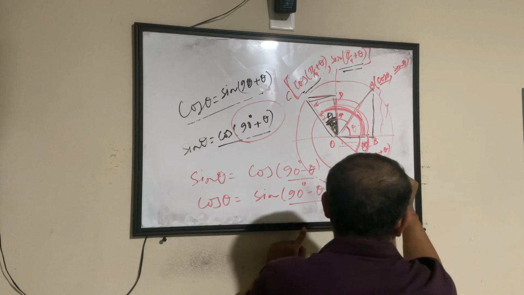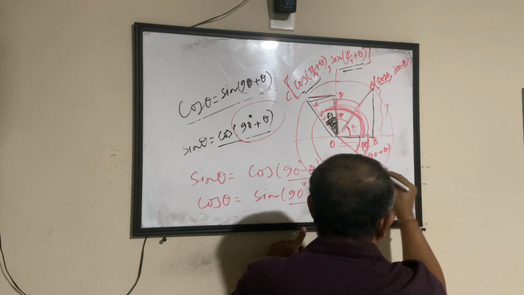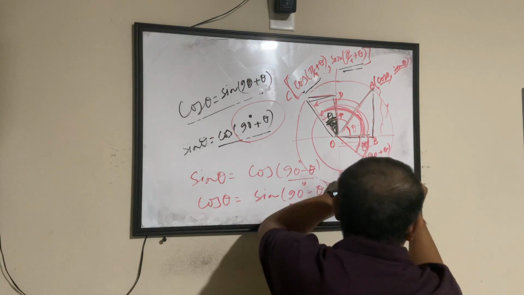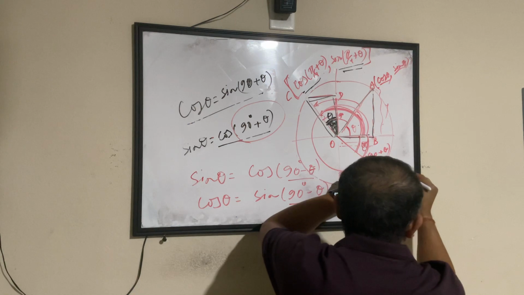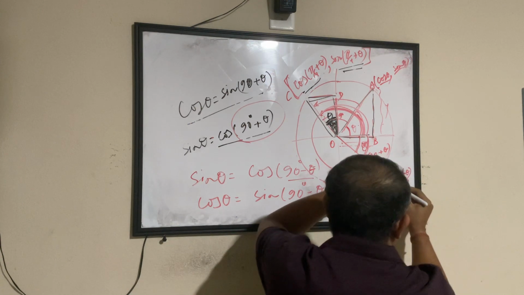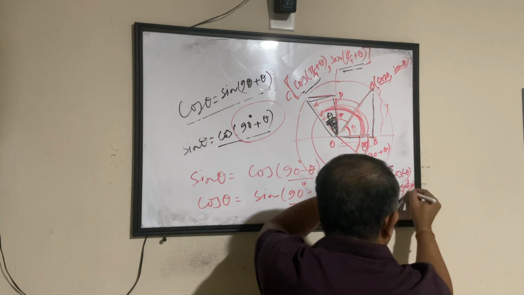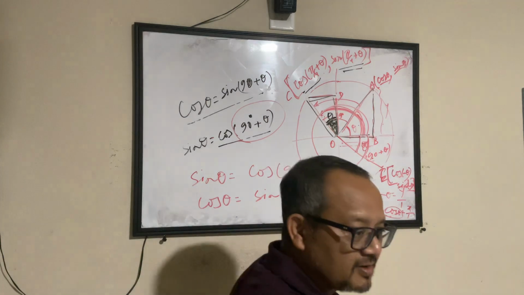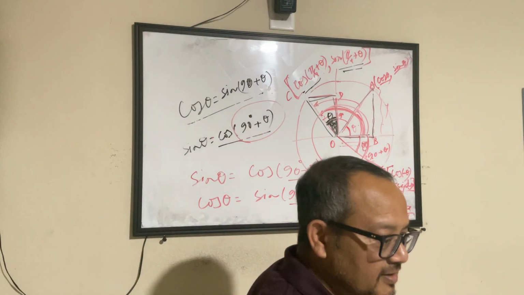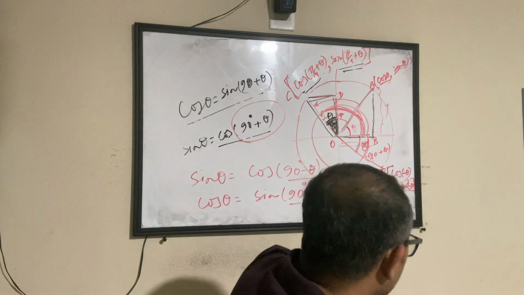So let's say this is point E. Your x coordinate is cos of minus theta, and then your y coordinate becomes sine of minus theta. So the sign would just change. The sign will just change.